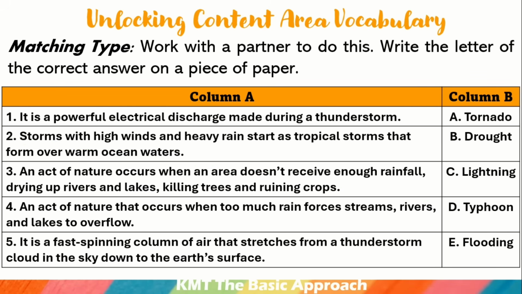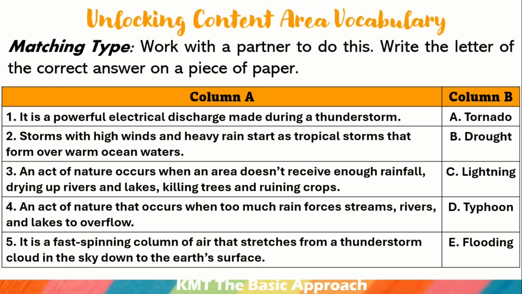Number 3. An act of nature occurs when an area does not receive enough rainfall, drying up rivers and lakes, killing trees and ruining crops. A. Tornado. B. Drought. C. Lightning. D. Typhoon. E. Flooding. What is the correct answer? Very good! The correct answer is letter B. Drought.